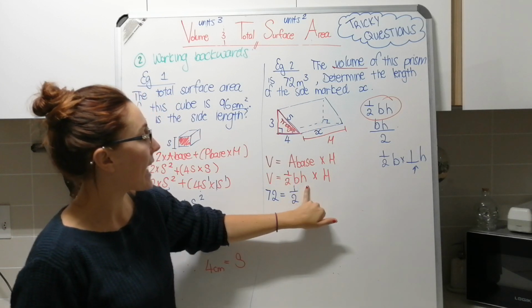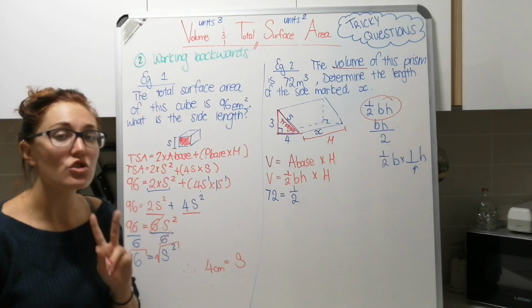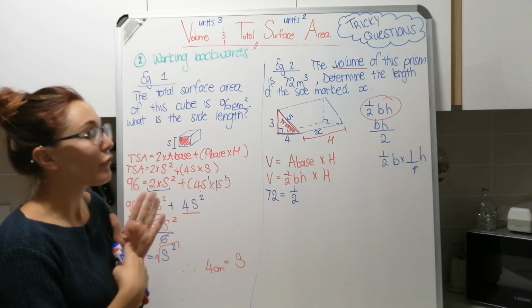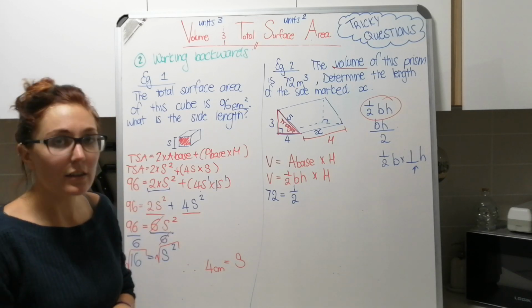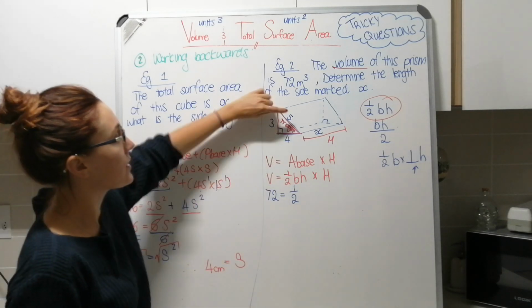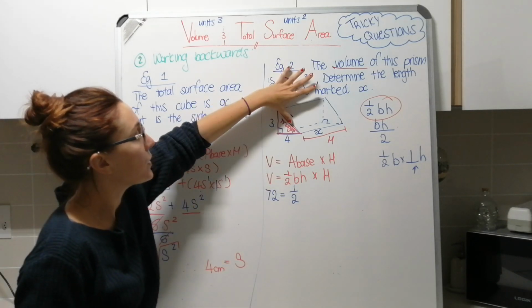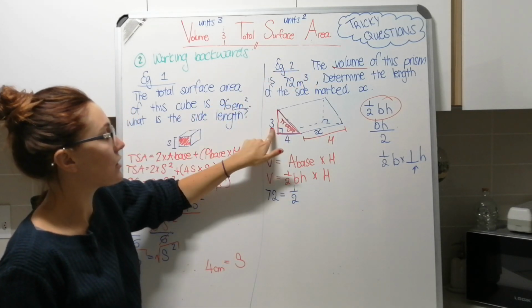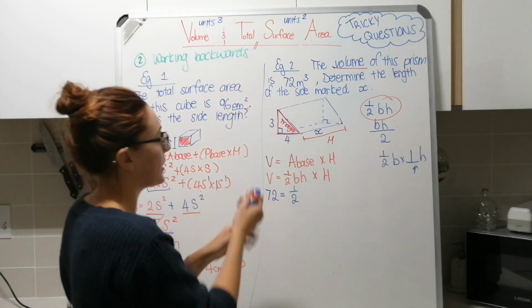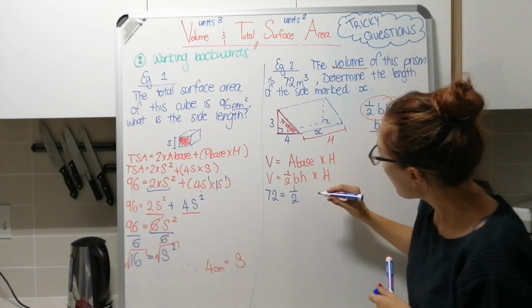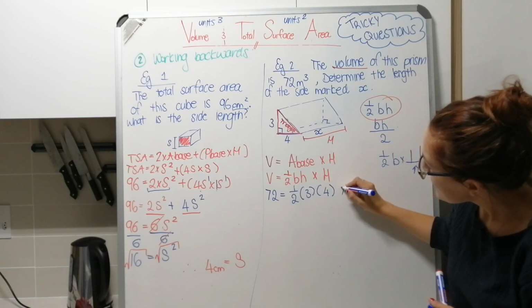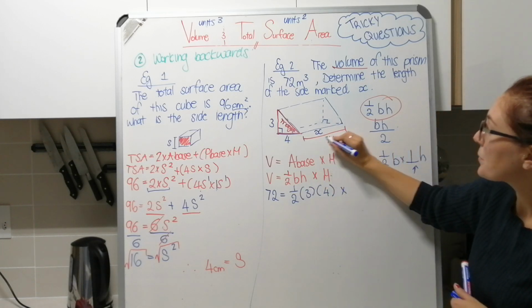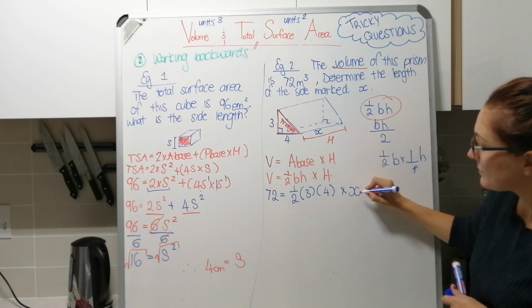Remember, for the base and height of your triangle, you need to use the two sides of your triangle that form the 90 degree. In other words, the two sides that are not the hypotenuse. So in this question, the hypotenuse is 5, so we don't want to use 5, we want to use the other two, the two that form the 90 degree. So it's going to be 1/2 times 3 times 4 times the height of our prism, which is x.